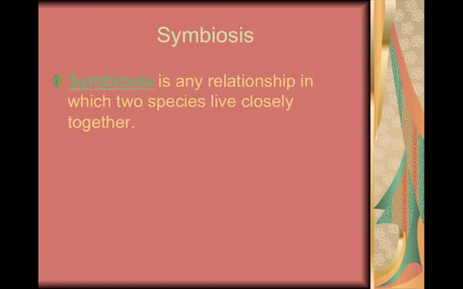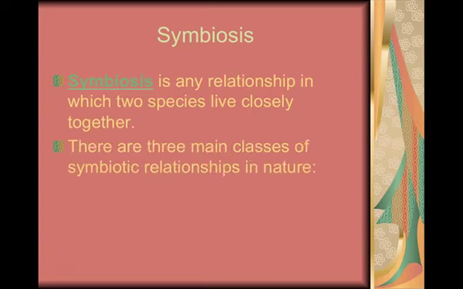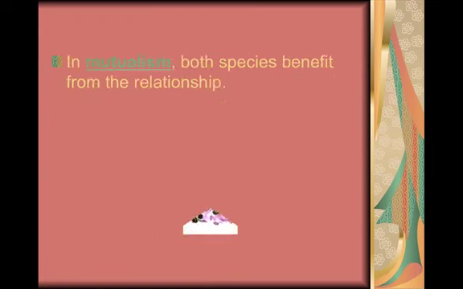Symbiosis is any relationship in which two species live very closely together. That's called a symbiotic relationship. And there are going to be three main classes of symbiotic relationships in nature. These are mutualism, commensalism, and parasitism. We're going to go through each one of these categories separately. The first one is going to be mutualism.